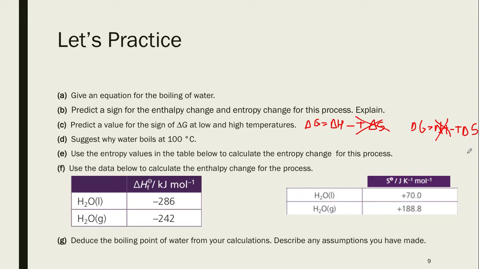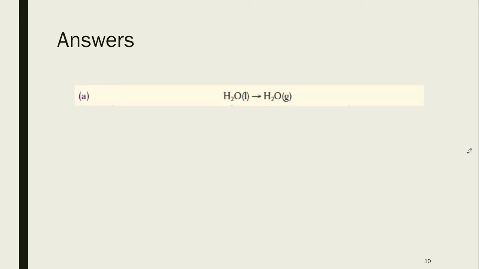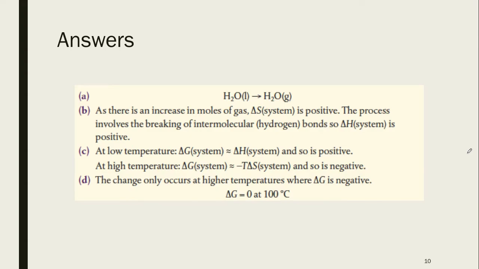So we need to have delta G equal to 0. In this case, it's going to occur at 100 degrees Celsius. And as we will see here, the change only occurs at higher temperatures where delta G is negative. So at 100 degrees Celsius, delta G is equal to 0. And that would mean that anything higher, delta G is negative, and we'll have our spontaneous reaction.